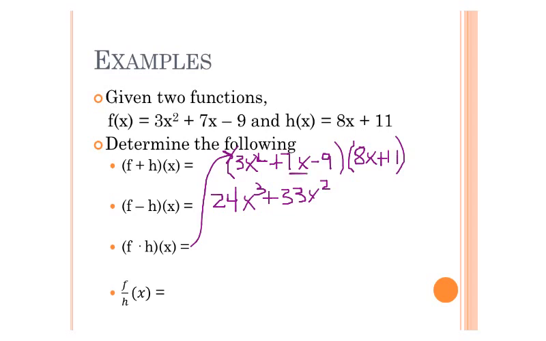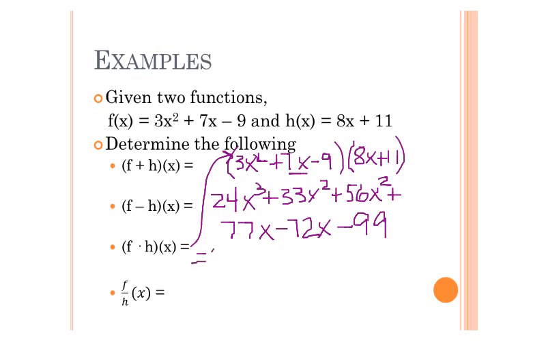And then 7x times both terms in the second parentheses. So 7x times 8x is 56x squared plus 77x. And then negative 9 times everything in the second parentheses. So that's negative 72x minus 99. And then combine like terms. 24x cubed plus 89x squared plus 5x minus 99.